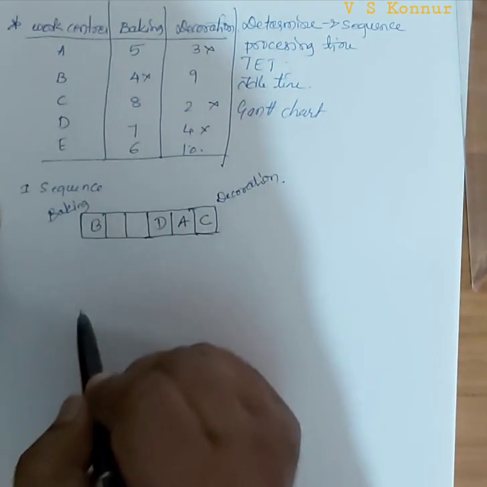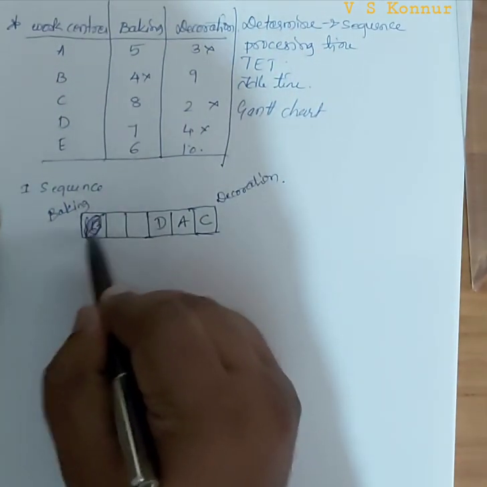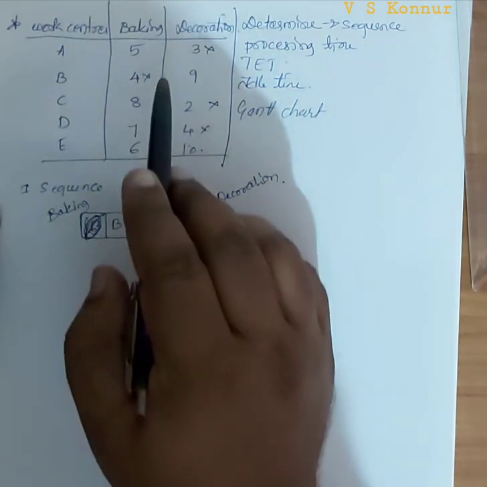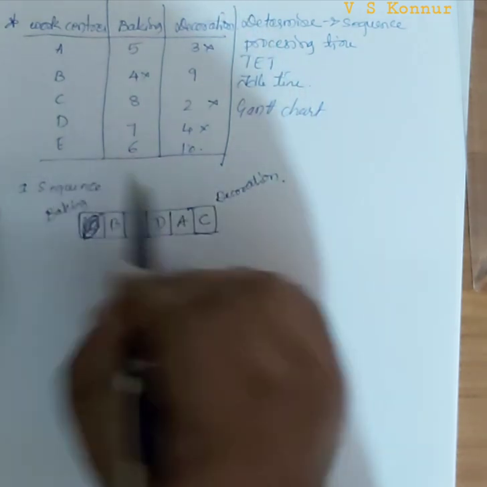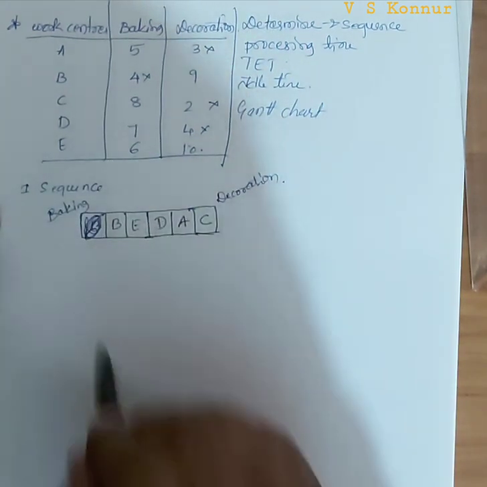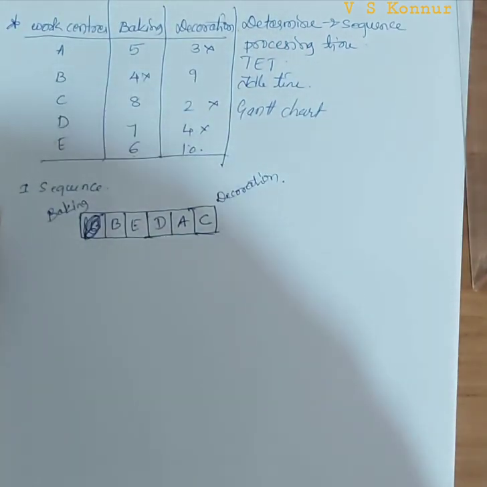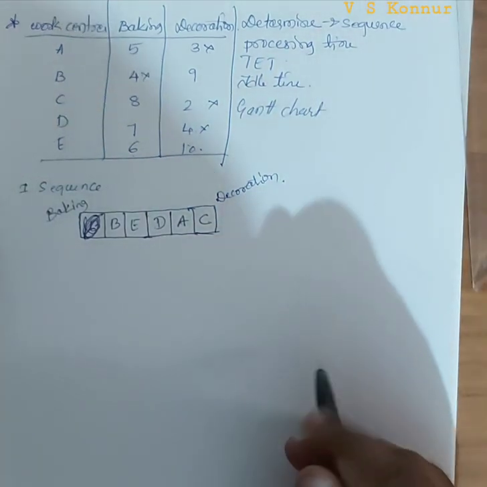So only it is 5. So we'll remove this box, B. Next, the last one left out is E. BEDAC is the sequence. BEDAC is the sequence. For this sequence we have to solve the problem.